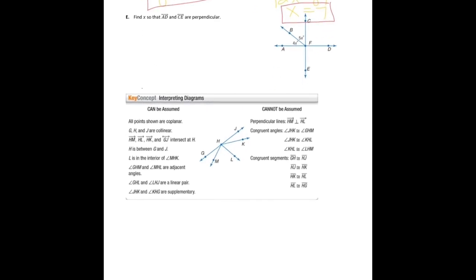Now I need to find the value of x such that line AD is perpendicular to line CE. AD is perpendicular to line CD. Well, you see that if that's true, then 4x plus 5x must equal 90. That means that x equals 10. That one was easy. Easy for my tired brain.